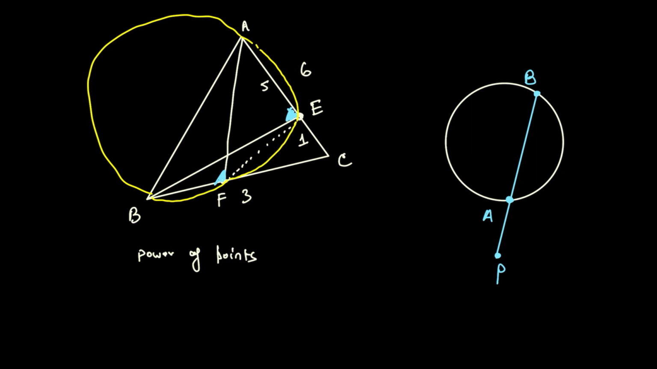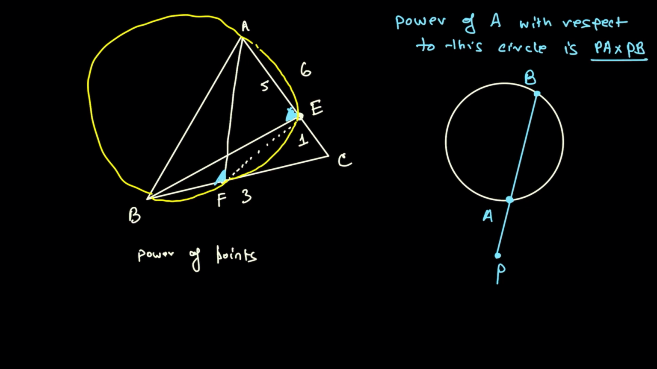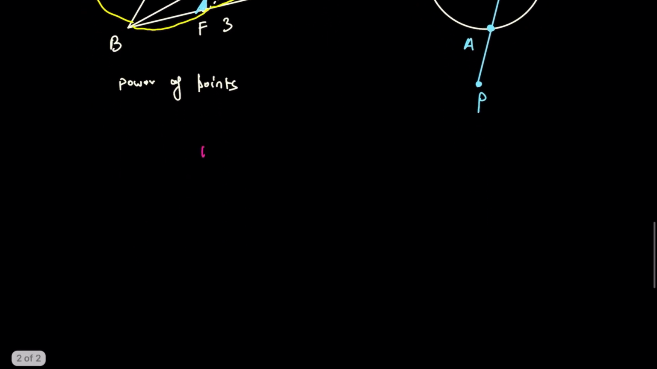Then the power of the point P with respect to this circle is PA times PB. PA times PB. Now, why is that true for any segment? That's the question you should be asking.